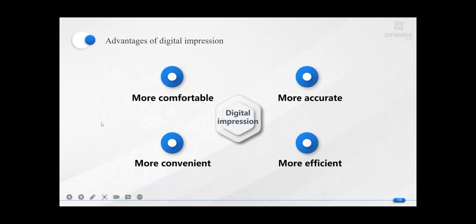The second is more accurate. There are 2 inevitable errors in the traditional impression methods and process. The digital impression has only 1 error in this process, and in most cases, the accuracy of digital impression is much higher than the traditional one. So the third is more convenient.